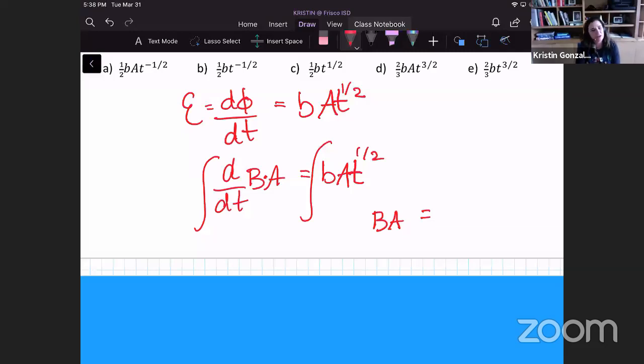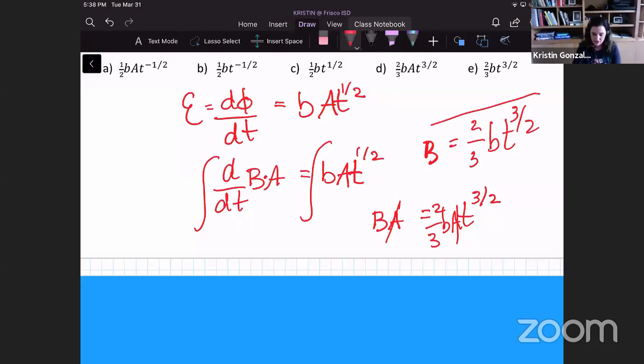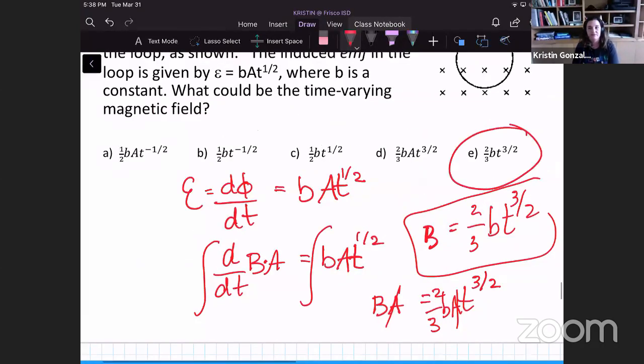So if we integrate that, we have all constants. So we have B and A, which are constants. So if we pull those out, really the only thing we're integrating is that t to the 1/2. And so what we're going to get here is, if I add 1 to my 1/2, I get t to the 3/2 divided by 3/2, or times 2/3, still times my B A. Okay, so if we look here, we've got an A on both sides, so those A's are going to cancel out, and we get that B could be 2/3 times B t to the 3/2, which if we look here is choice E.